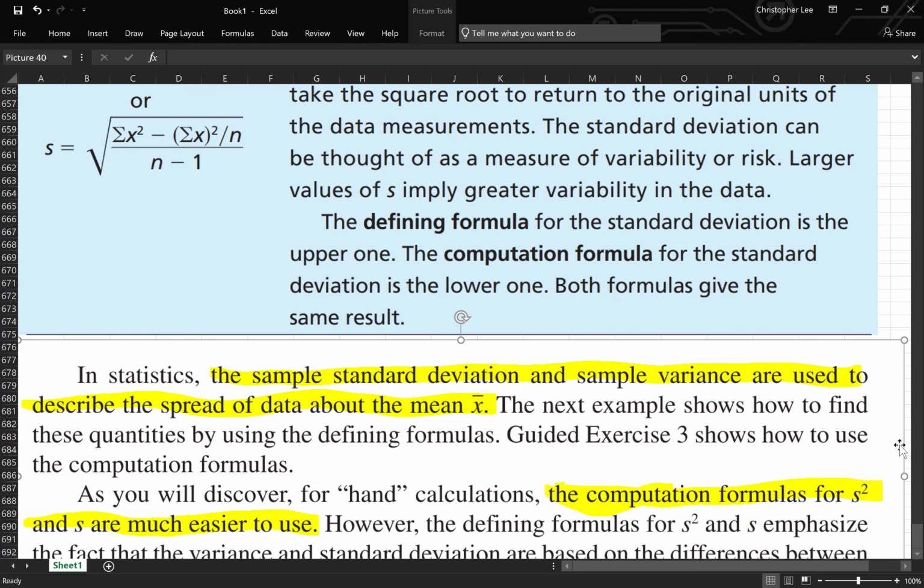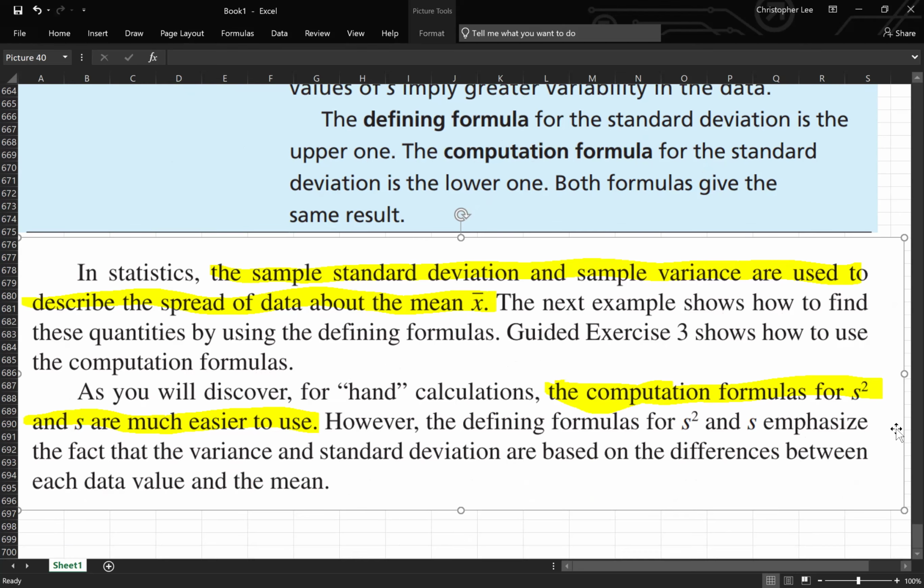However, the defining formula for S squared and S emphasizes the fact that the variance and standard deviation are based on the difference between each data value and the mean. Okay?